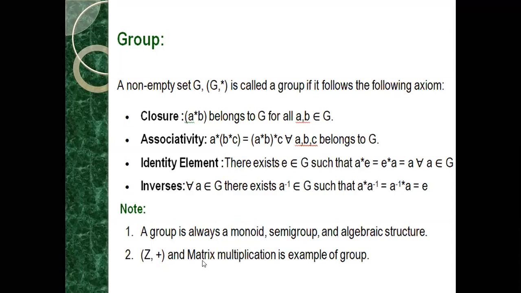Z dot means Z under multiplication is not a group, because some element 2 belongs to Z. There exists an element, the inverse element of 2 is 1 by 2. But decimal values like 1 by 2 do not belong to Z. So that's why Z plus is a group, but Z dot is not a group. So the example for not a group is Z dot. Dot means here multiplication. Okay.